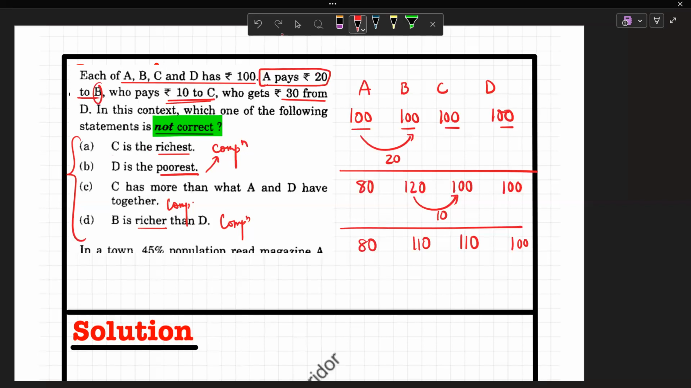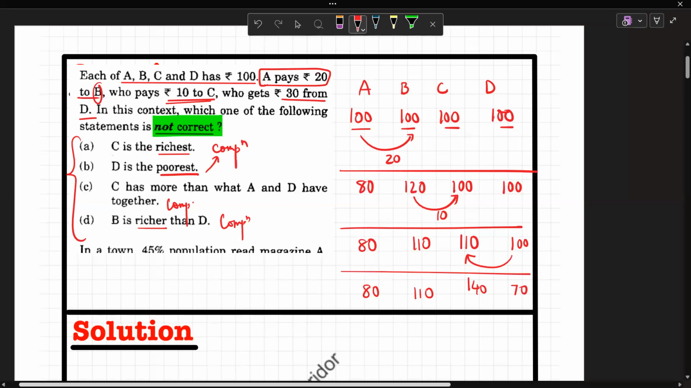Now the question is: who gets rupees 30 from D? Now C will get rupees 30 from D. So what will be the answer? It will be 80, 110. Rupees 30 will be added, so 140, and this will be 70. Clear? Did you get the calculation?